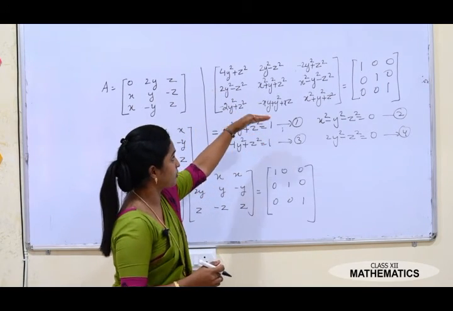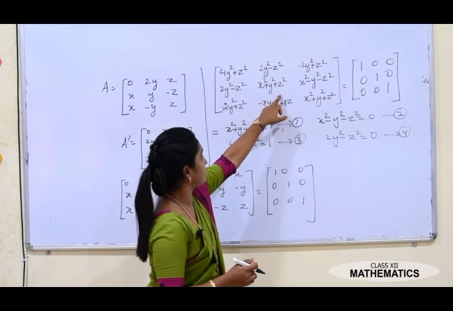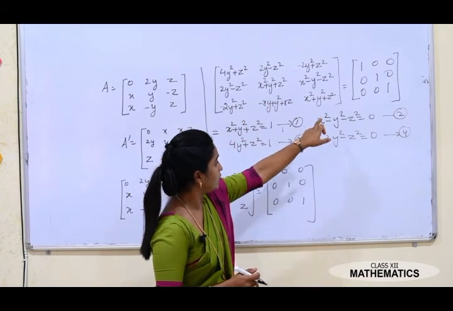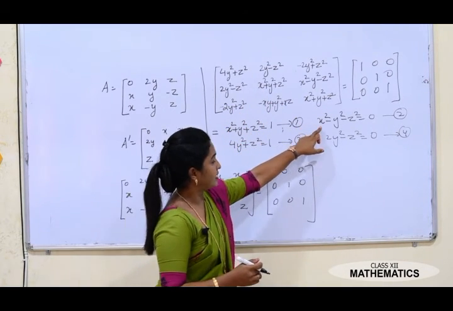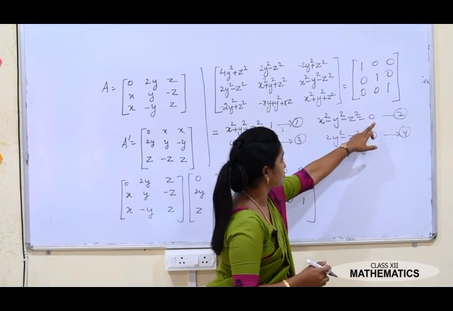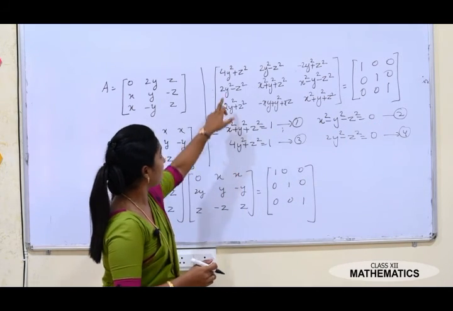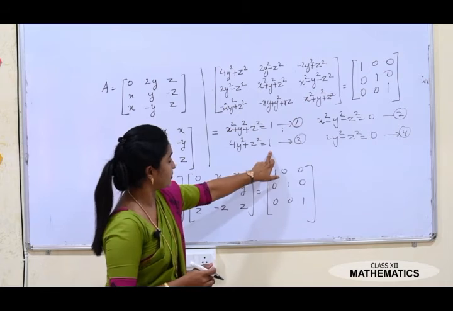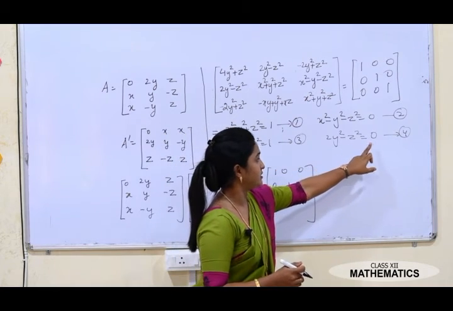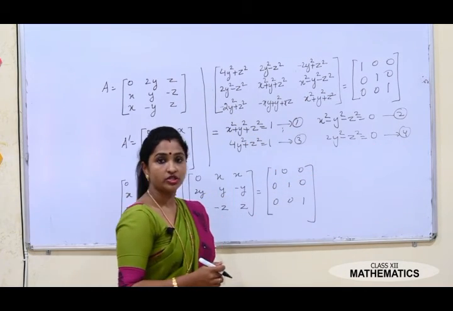So I have written some equations here. See, x square plus y square plus z square is equal to 1. That will be equation number 1. X square minus y square minus z square is equal to 0, equation number 2. 4y square plus z square is equal to 1, equation number 3. And 2y square minus z square is equal to 0, that is equation number 4.